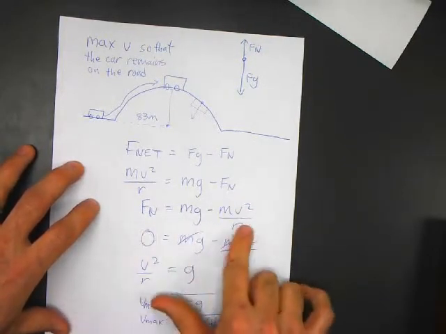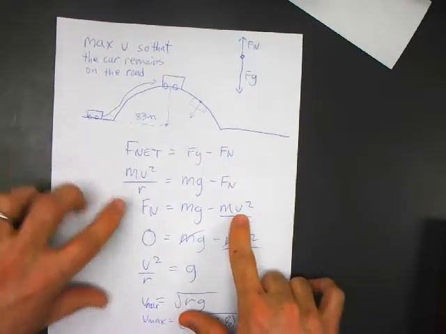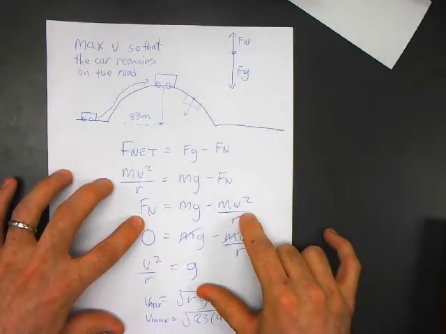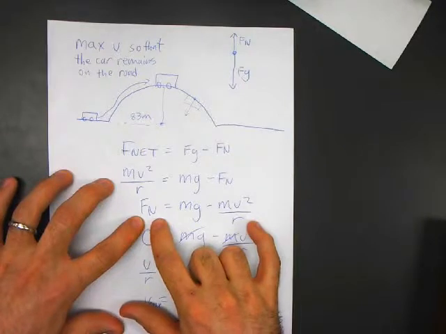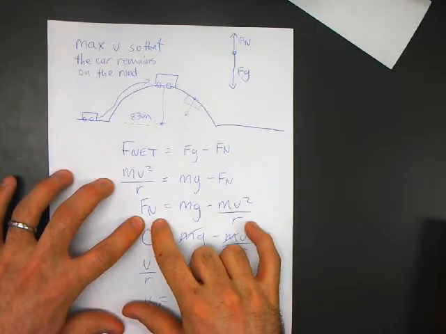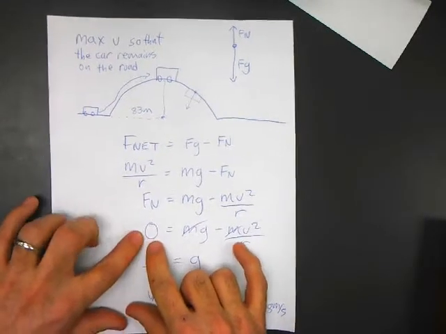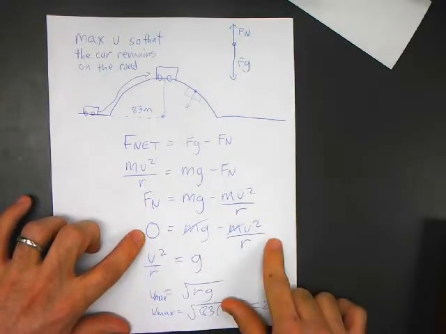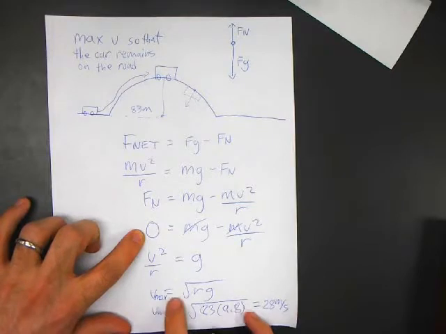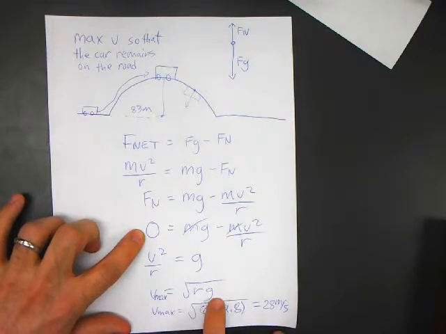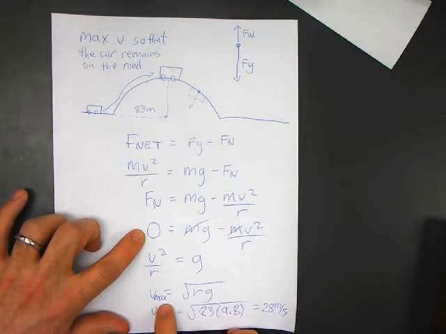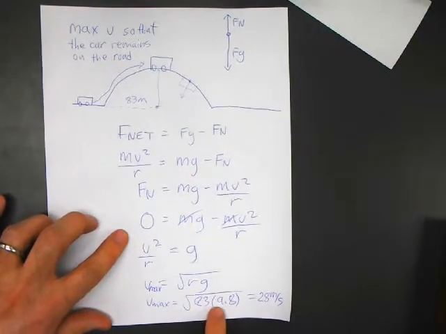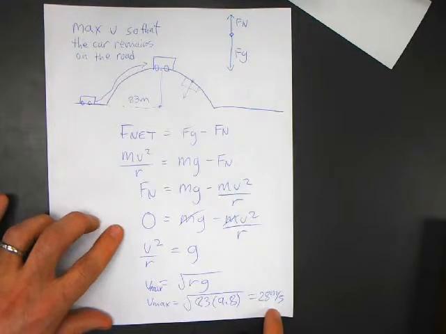We rearrange for that force, and we can see that because the normal force can't be negative, if this term gets too high, that would go negative. The worst case scenario here is normal force goes to 0. That means we lose contact with the road. We set that, we find the speed, and again it's equal to the square root of rg. But this time that's for the maximum speed, not the minimum like we had in the roller coaster. In this case, the maximum speed is 28 meters per second.